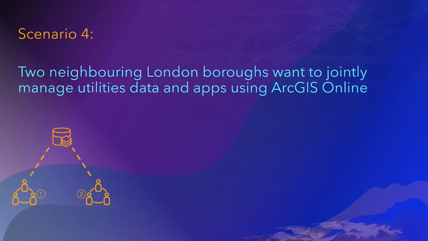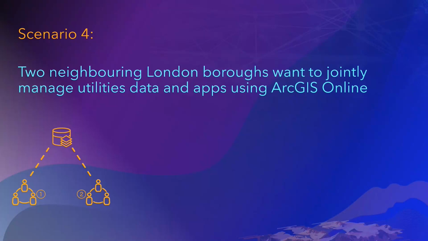So, the fourth scenario that we have is a little different. Rather than sharing content from one person to another, two neighboring London boroughs want to jointly manage data and apps in ArcGIS Online that concern both of them evenly. For example, utilities information that crosses over their borders.